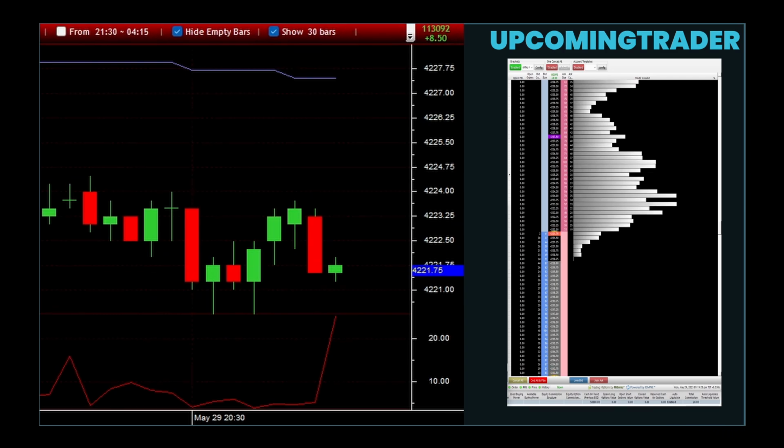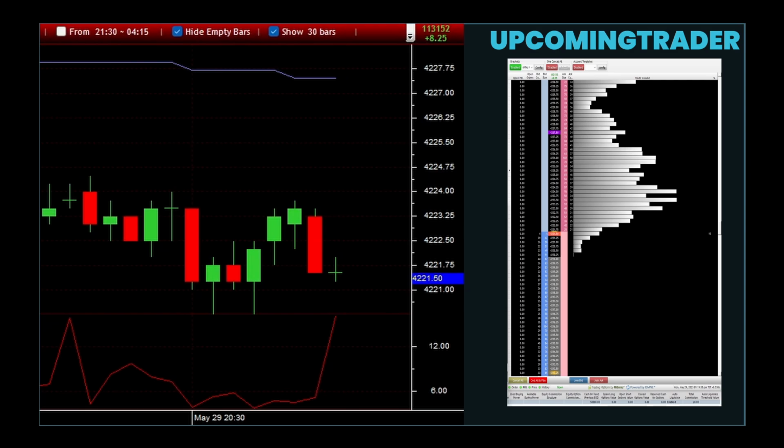Flags and pennants often form after a sharp move in price, and they show a brief period of consolidation before the trend continues. Wedges are similar, but have sloping trend lines that indicate a tightening price range. Rising wedges are usually bearish, while falling wedges are often bullish.